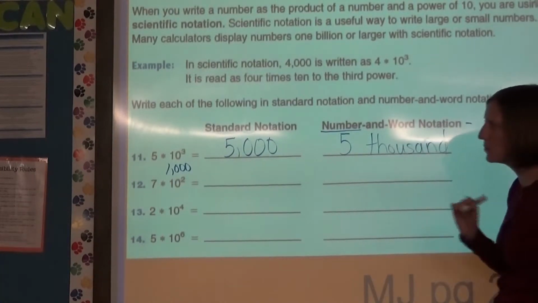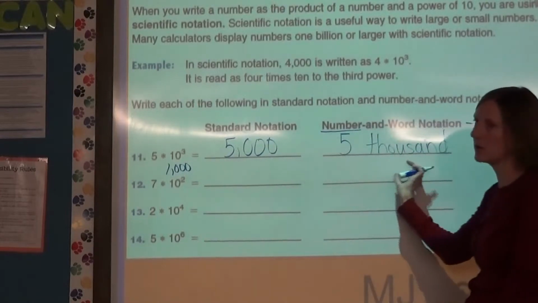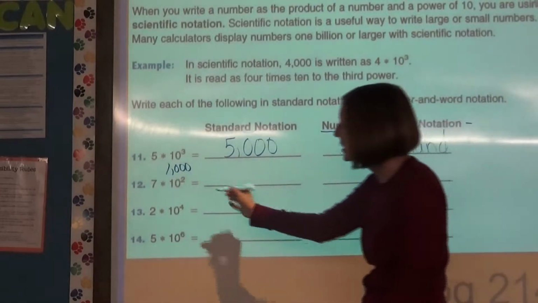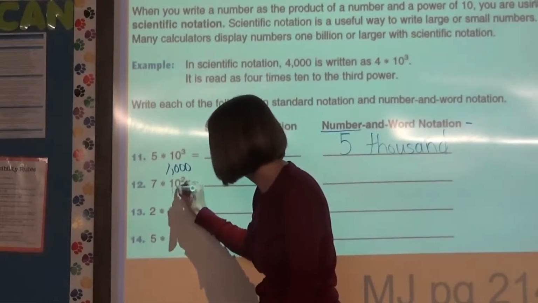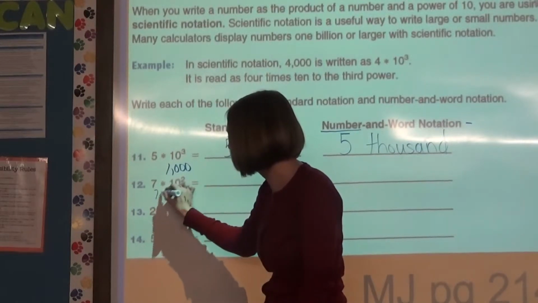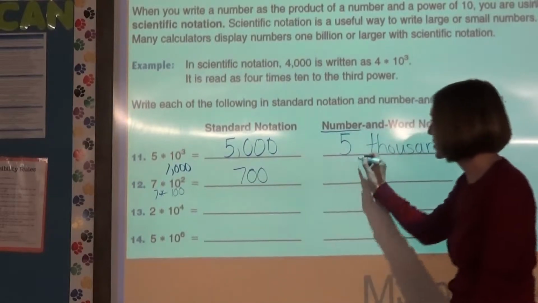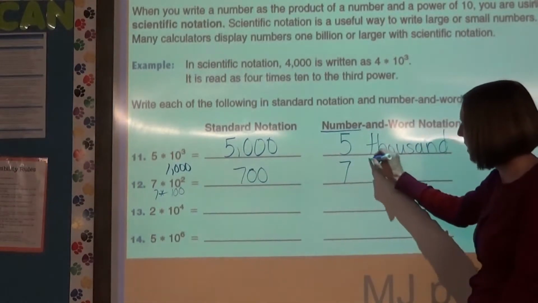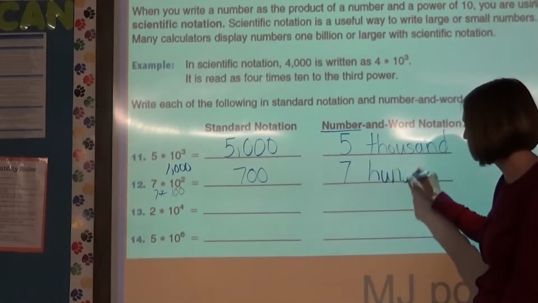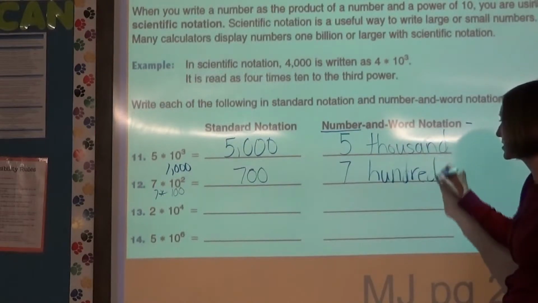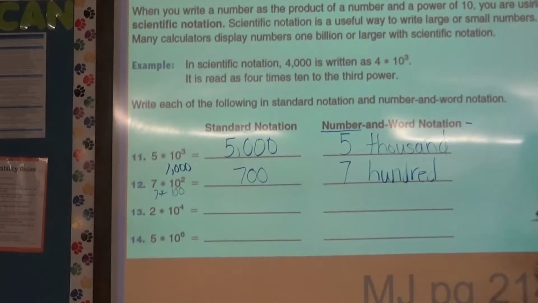Okay, let's look at one more like that just to make sure we understand how to write the number word notation. Okay, 10 squared, we know that's 100. So 7 times 100 is 700. Okay, our 7's our number here, so we're going to use 7. We're in the hundreds place. So that's our answer. Okay, so you'll continue on with that.